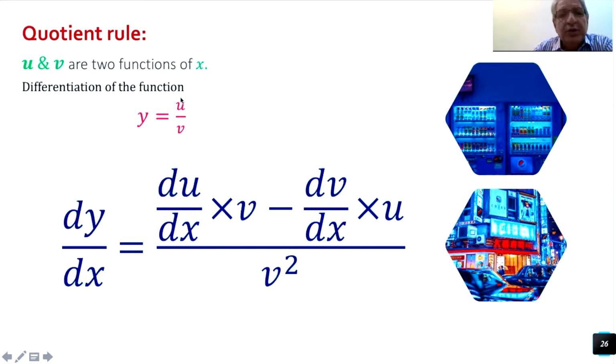Don't forget, you have to start from the numerator and differentiate the numerator first. Differentiate this first because it's negative. It is not the same as multiplication. In multiplication it doesn't matter which function you start with because there is addition between them. Now, when there is subtraction, you should know which one you are subtracting from which one. Therefore, make sure you start from here. You find du by dx multiplied by v, minus dv by dx multiplied by u, divided by v squared. So this is the formula for differentiation of the quotient function.